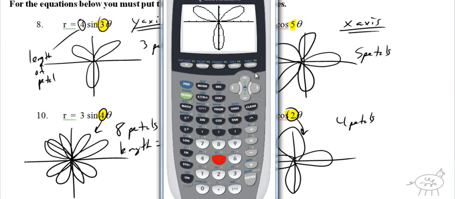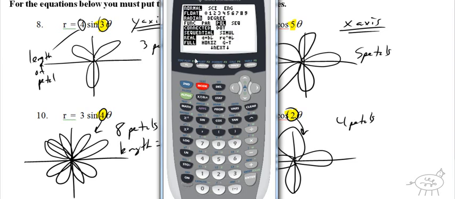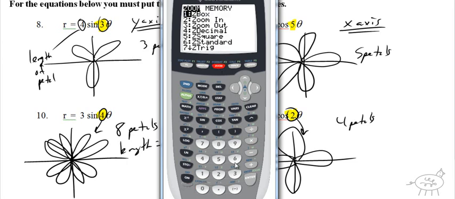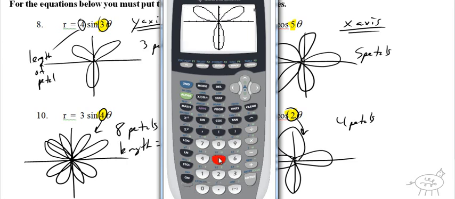Let's trace it. First of all, let's see what mode we're in. I know it's polar, but I'm in radian mode. Let's actually switch that to degree mode, because it's just going to be easier to watch. So if I switch this to degree mode, let's do the zoom again: zoom 6, and zoom 0, and let's do zoom square, so zoom 5. Now we're in degree mode. And so let's hit trace now.